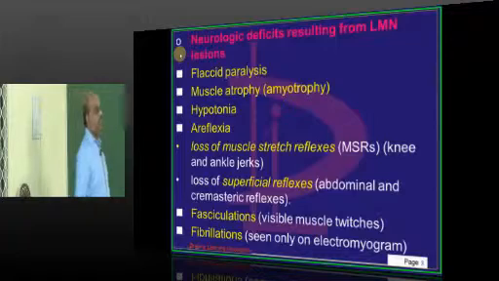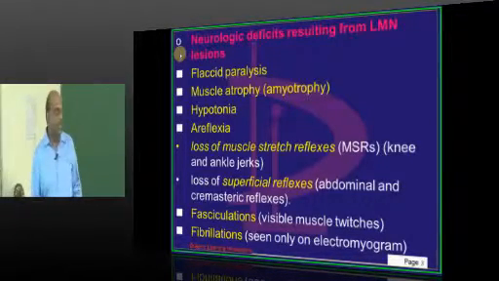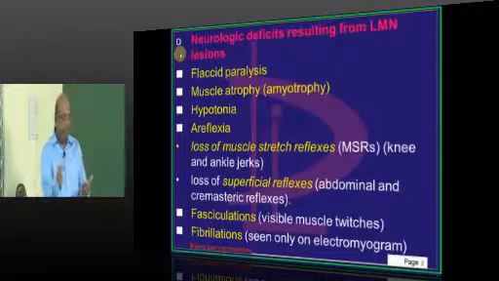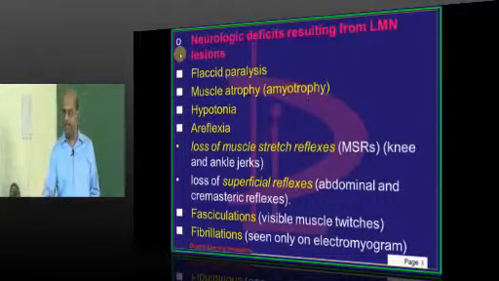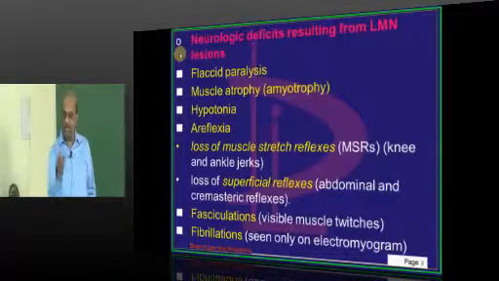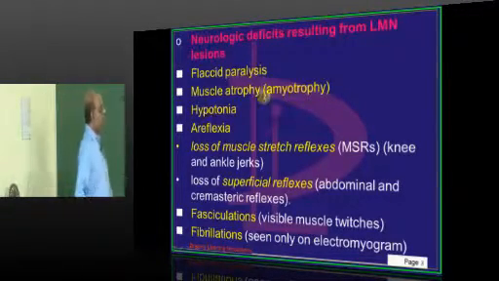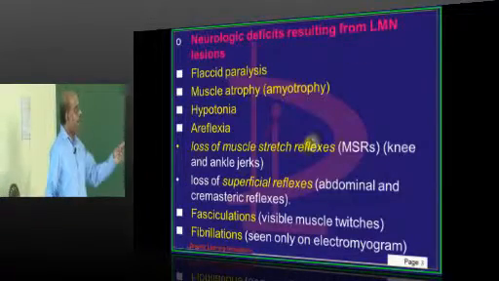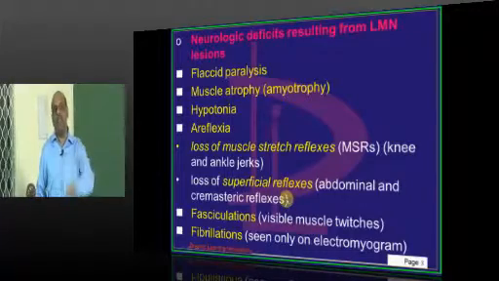So what are the features of the LMN kind of lesion? You know already. It is not spasticity, it is flaccidity. It is the atrophy of the muscle, because when the nerve which supplies the muscle is damaged, ultimately the muscle will shrink. Atrophy will be there. Then there can be hypotonia, areflexia, and loss of both the muscle stretch reflexes and also superficial reflexes.